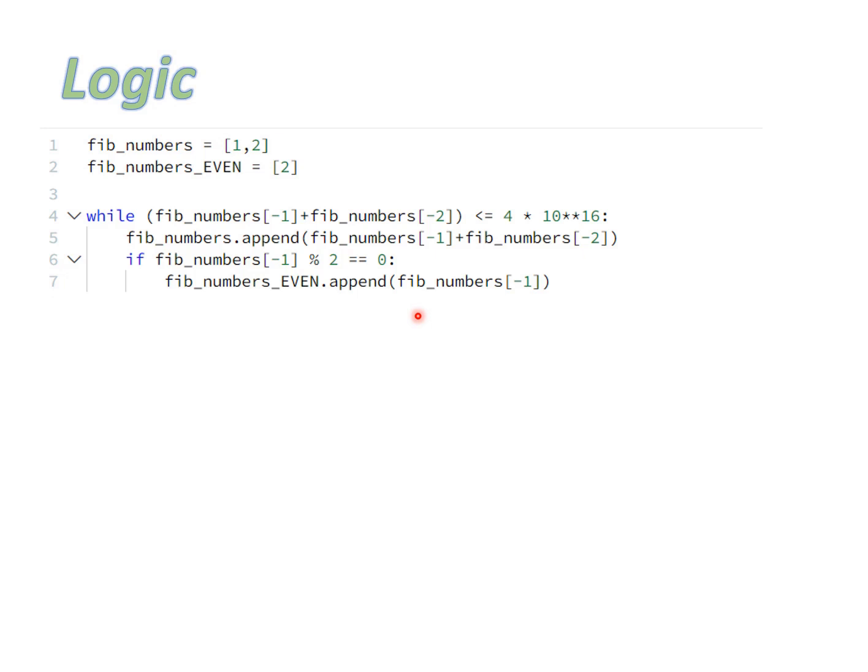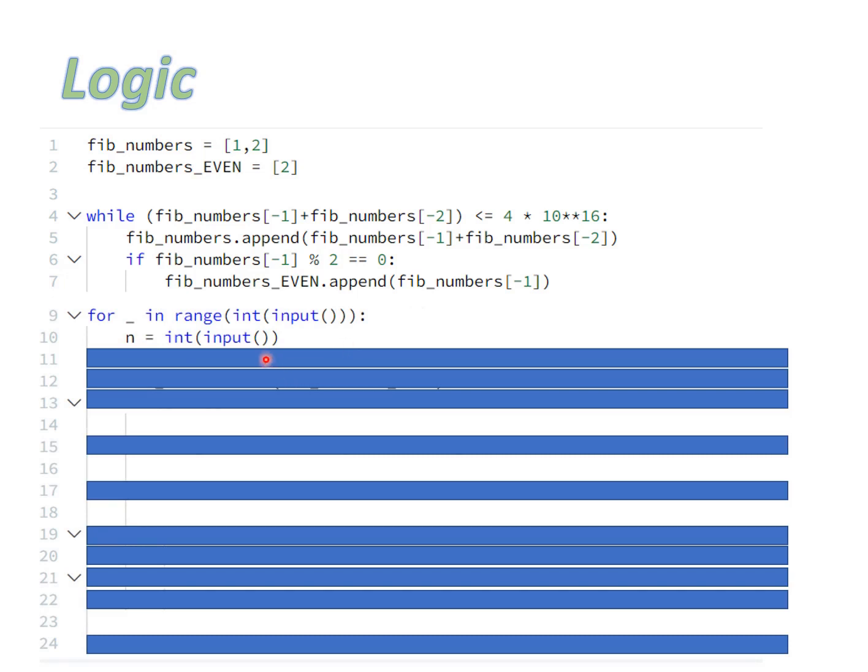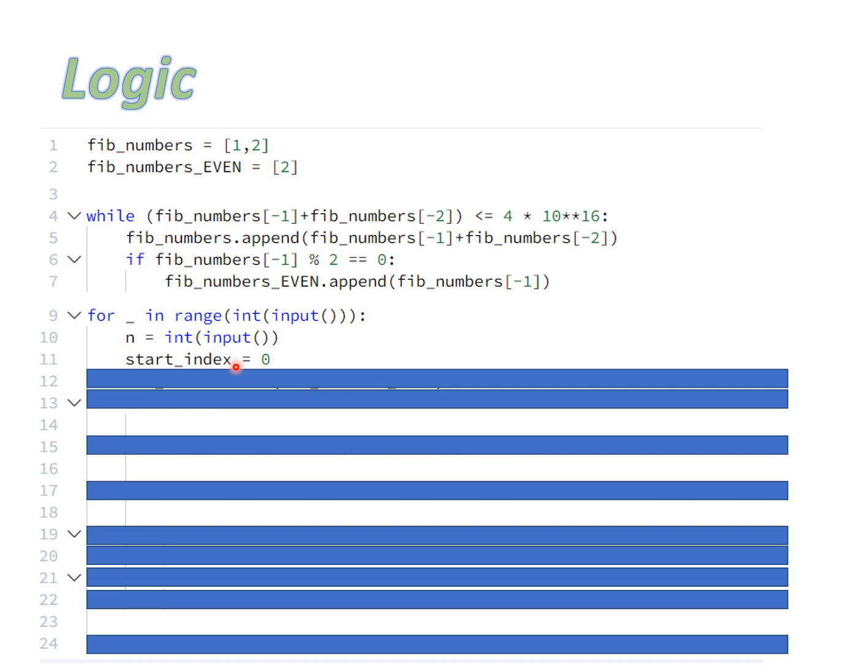Now let us try to read the inputs. First we need to read the total number of test cases. Then for every test case, we need to read the input. Since the Fibonacci even list is in increasing order, we can use the divide and conquer method. We find the middle index and see whether that Fibonacci number is lesser than or greater than n. We'll find the particular point till where we need to find the sum, and then we will directly use the sum function.